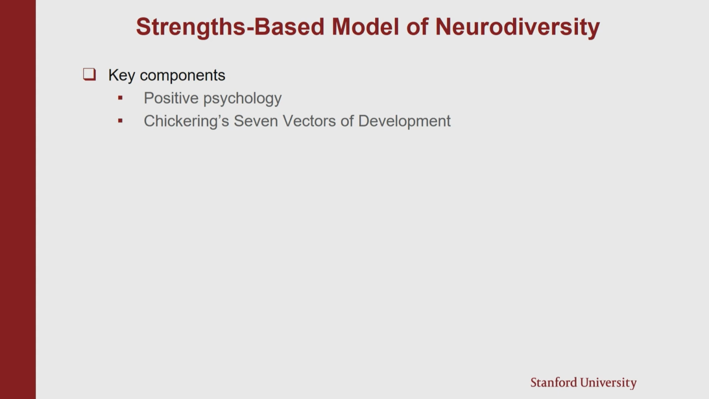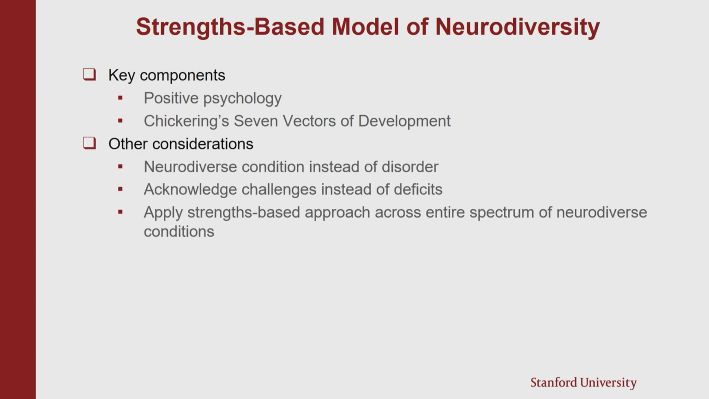The first is the positive psychology part, and the other part is about development, the opportunities to help with development. And we also want to focus on stressing that these neurodiverse conditions are conditions rather than disorders. And we want to not forget about the challenges, but we call them challenges instead of deficits. And we want to apply this strength-based model broadly.